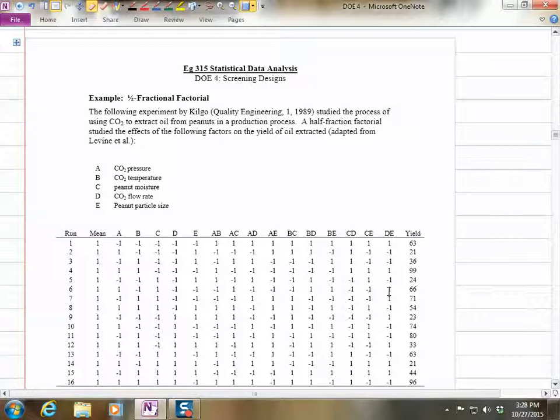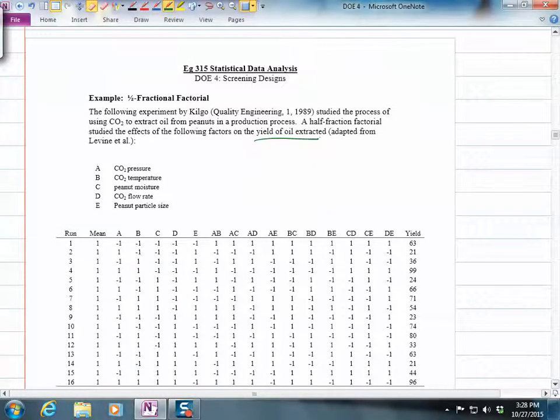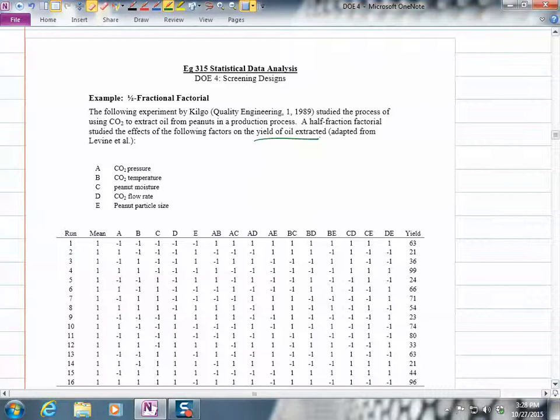Using CO2 to extract oil from peanuts. Sounds fun. And so they're trying to figure out how do we make this process as efficient as possible? How do we get as much oil from this process as possible? So again, at some point, a bunch of operators and engineers and perhaps chemists got together in a room and they said, here are all the things that could be affecting this. And they got this laundry list of stuff, and they came up with these 5 factors are worthy of study.